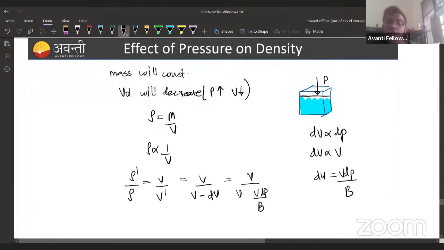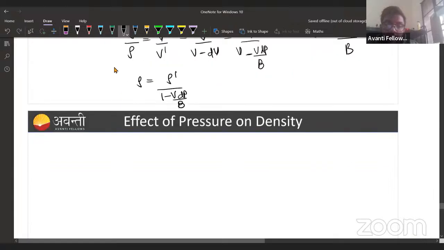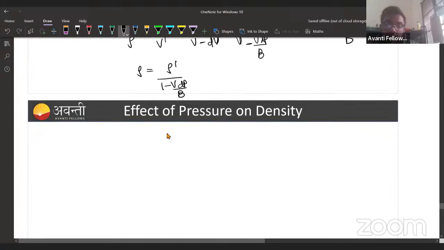So what will happen next? Hopefully I'm audible to you all. Yeah. So V gets common and gets cancelled out. Rho dash will be equal to rho upon 1 minus V dP by B. So I'll write it down in a cleaner manner so that you don't get confused. Upon 1 minus dP by B. So hopefully this is clear. If there is a change in pressure, then we have to use this equation.